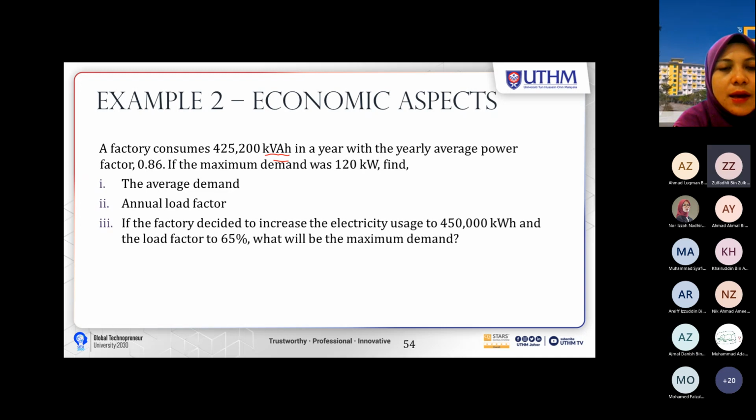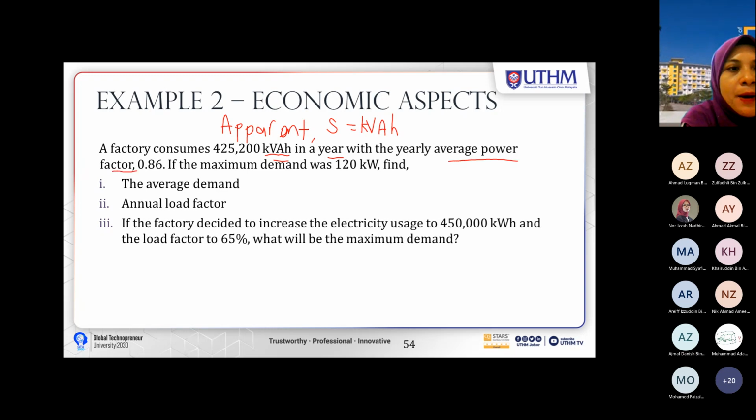Apparent. Correct, S. Okay, apparent power, which is S kan? S unit dia kVA, tapi dikalikan dengan hours. Jadi kVAH, okay? So, in a year with a yearly average power factor, dia bagi power factor.